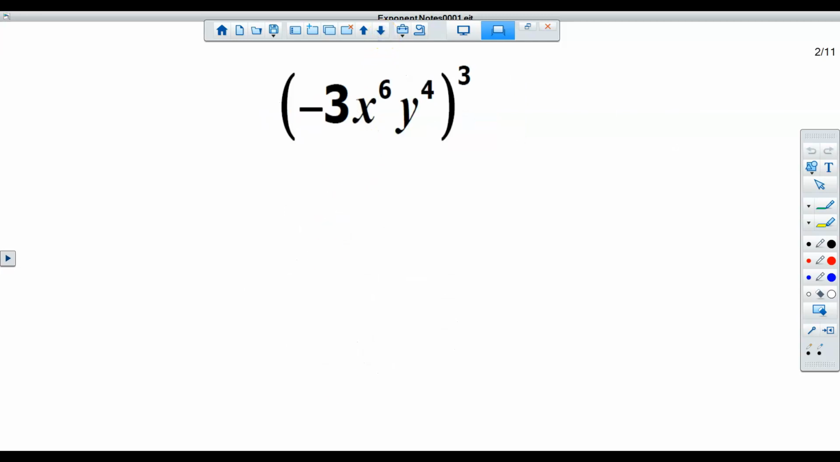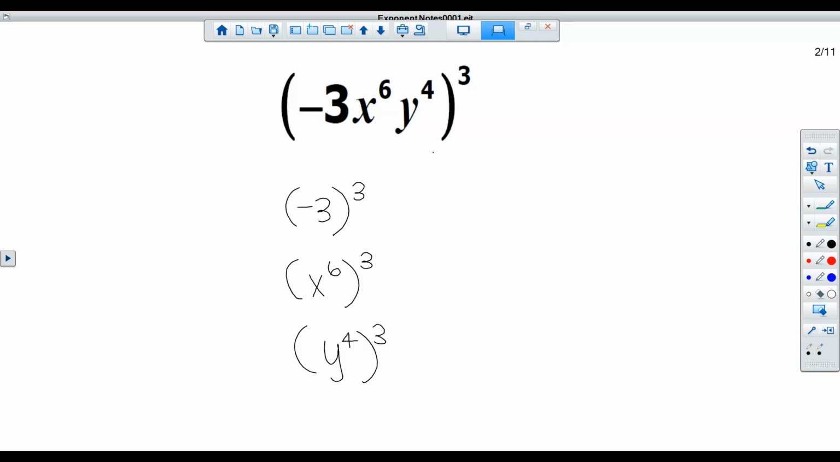All right, here you see an example of the power to a power rule. I know it's power to a power because I see parentheses and then this exponent on the outside. So I have a coefficient of -3 that needs to be raised to the third power. I have x to the 6th power that needs to be raised to the third power. And I have y to the 4th power that needs to be raised to the third power. Again, just breaking that down for you.